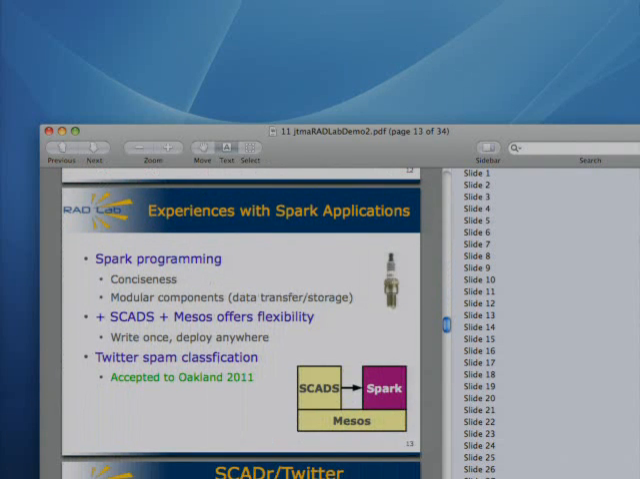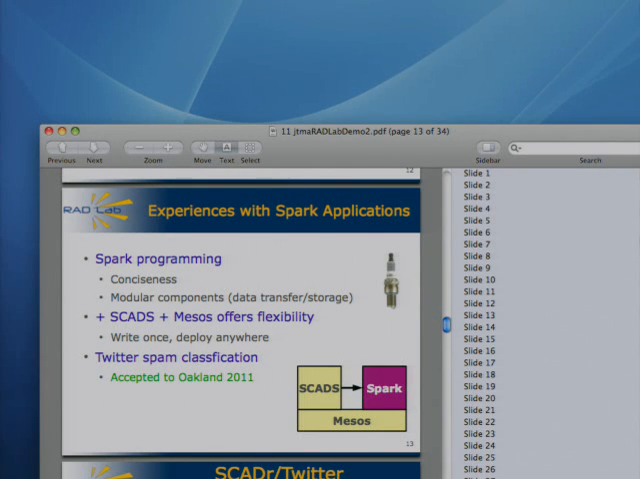I'll mention that programming in Spark was convenient. You could concisely express operations. Components of Spark were modular, so if we wanted to swap in a different broadcast algorithm or a different shuffling algorithm, that was possible. When combined with SCADS and Mesos, it offered a lot of flexibility in terms of being able to write the code once and deploy it, say, on the local machine or on a distributed cluster.